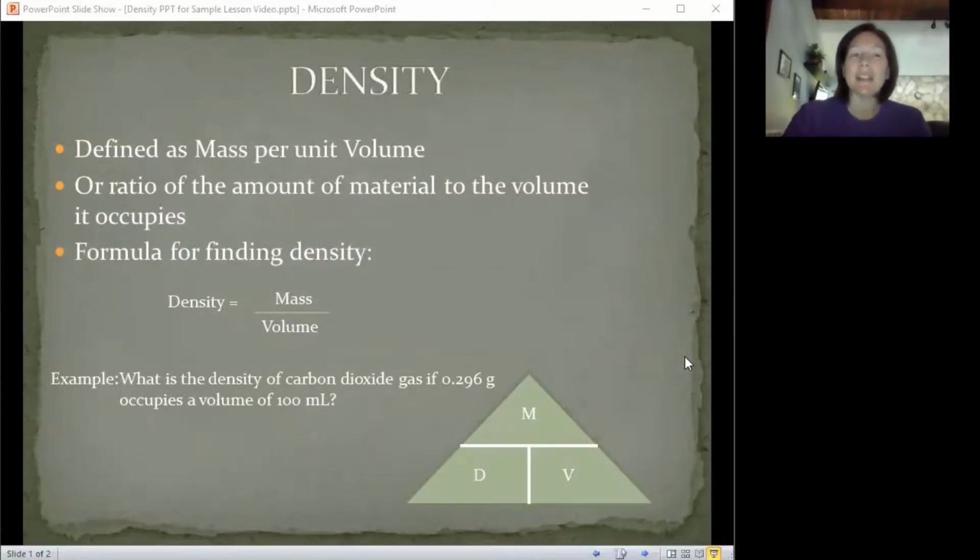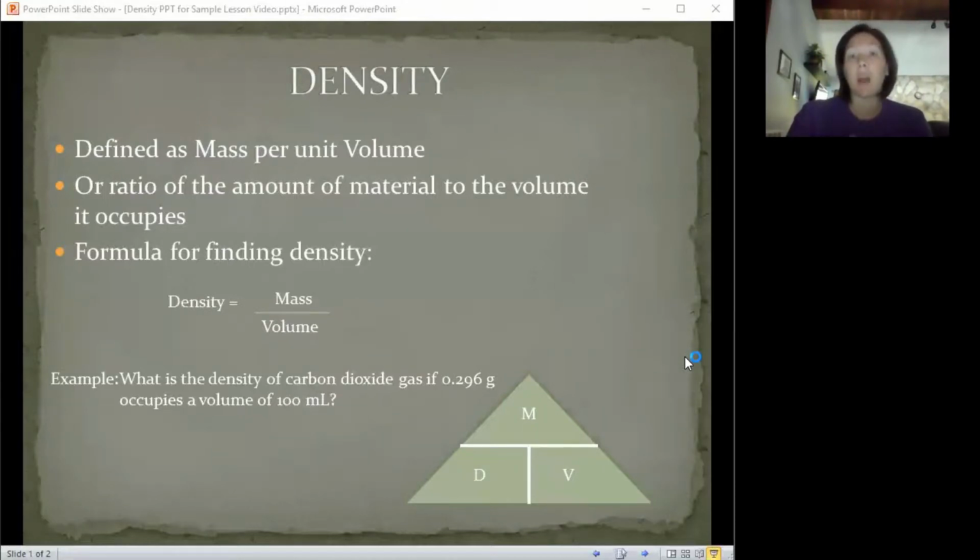So let's start with the definition. The basic one is that density is defined as mass per unit volume. And density is what we call a derived unit because it is taken from two other units put together. So the unit of mass and the unit of volume together gives us the idea of density. Another definition that's often used is density is the ratio of the amount of material to the volume it occupies.